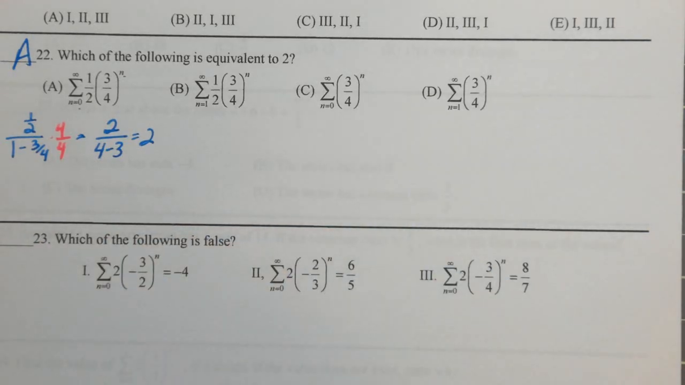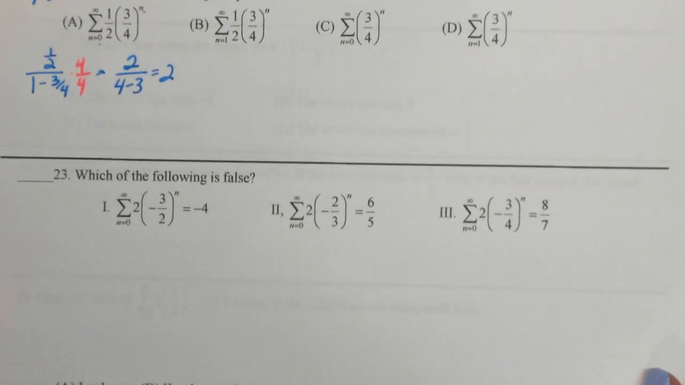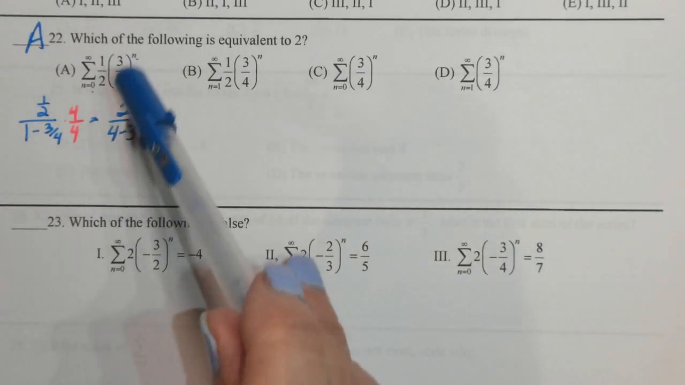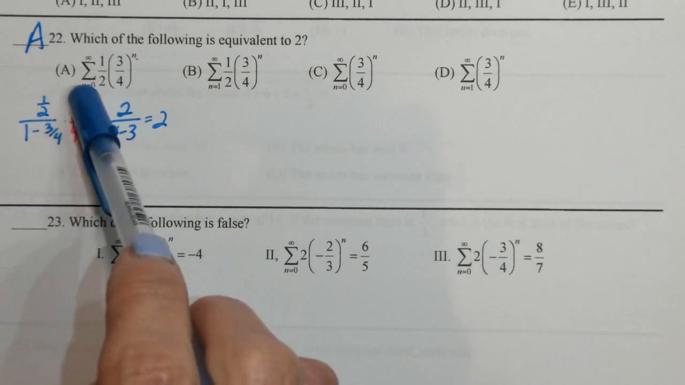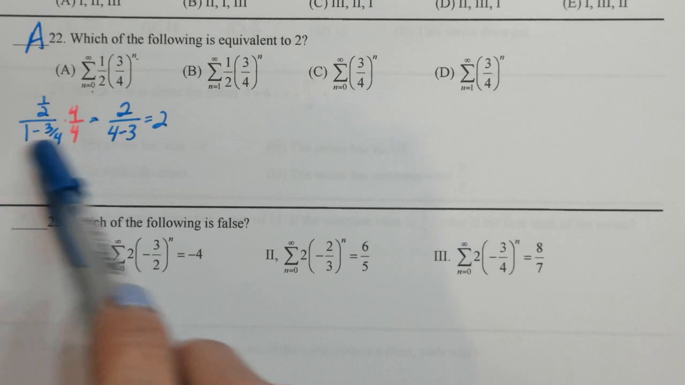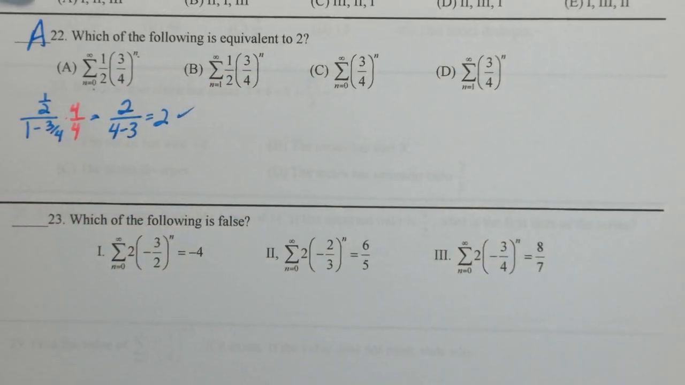I'm just going to go on because we've done plenty of infinite geometric sum formulas. I am going to check that and make sure I did it right though. 1/2, 1 minus 3/4. 4 and 4, 2, 4 minus 3 is 2. Okay, I think it checks. Okay. Which of the following is false?